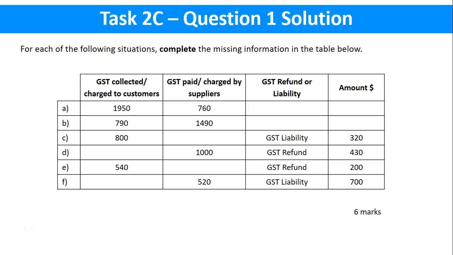For each of the following situations, complete the missing information in the table below. So what we can see is we've got some GST collected and charged to customers in the first column, which is this one here. We've got GST paid or charged by suppliers here. Should that be a GST refund or liability? And the amount of that refund or liability.